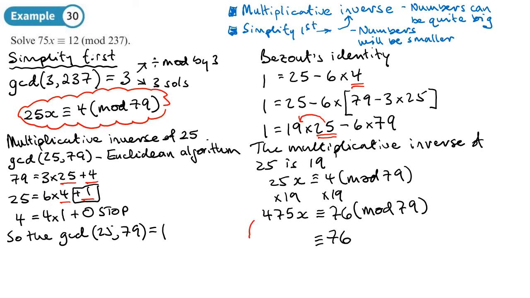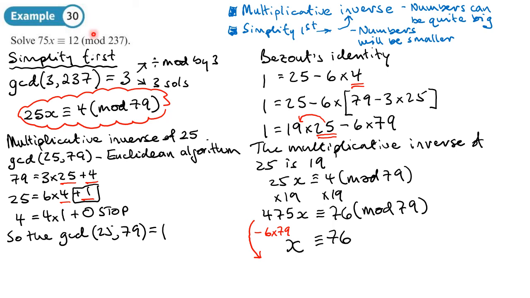Let's think about how many lots of 79 we need to take away from that. 475, well 474 should be a multiple of 79. Let's just check. That's just right, it is. So if we take away 6 lots of 79, that turns it into x. So we've got x is 76, which is one solution.